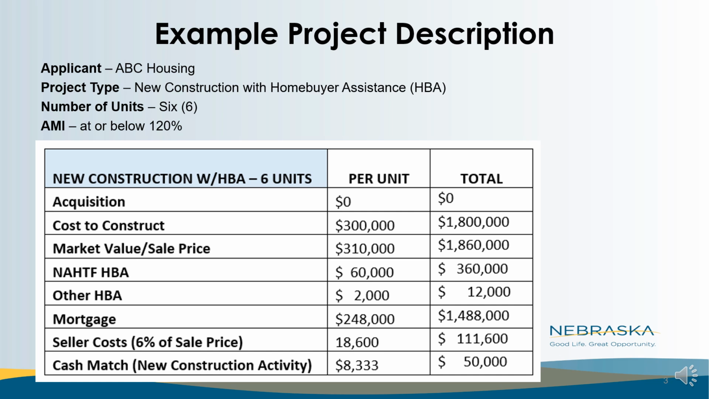ABC Housing is familiar with selling houses in their community and are using their experience and conversations with real estate professionals to settle on a projected seller cost expense of 6% of the sale price. Therefore, $18,600 per unit is being estimated as the seller closing cost per unit. The applicant is committing $50,000 total as cash match to be used on the new construction activity.